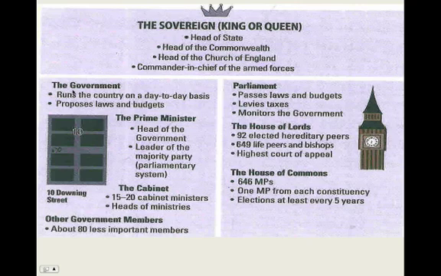Now, moving on to the government again. They run the country on a day-to-day basis, and they propose laws and budgets. And the government consists of the Prime Minister, which is obviously the head of the government, and leader of the majority party. And this is, you know, the parliamentary system and how that works. Now, the Prime Minister has his cabinet, which consists of 15 to 20 cabinet ministers, and then we have other government members. So that's an illustration of the British political system.